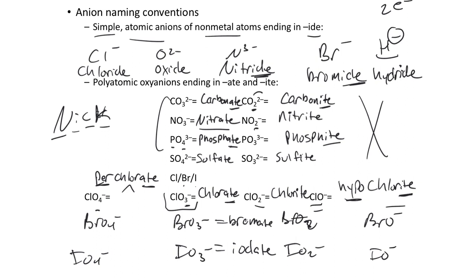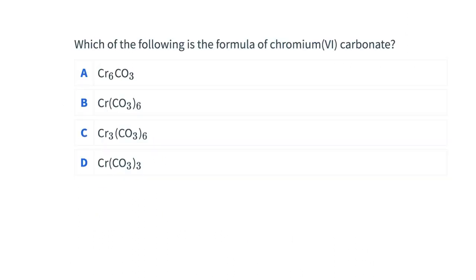Okay, so those are a bunch of anions that we can learn how to name systematically. Let's give you a chance to do, hopefully, a pretty easy problem: coming up with the formula of chromium 6 carbonate. So take less than a minute to figure this one out.